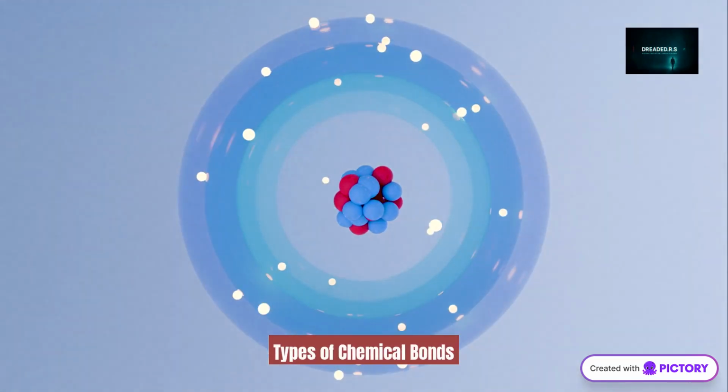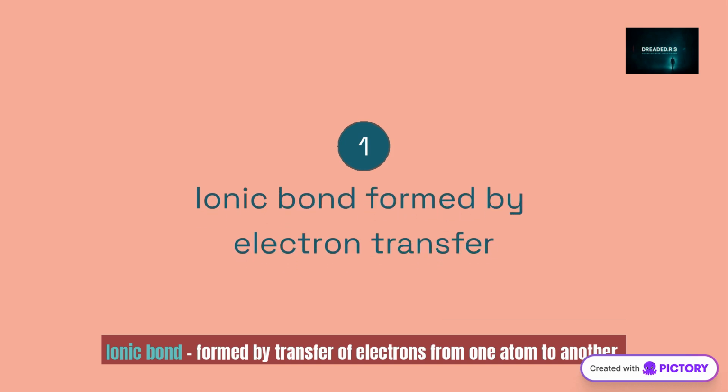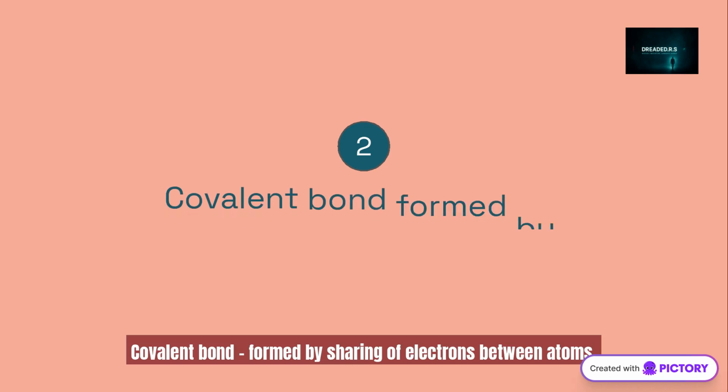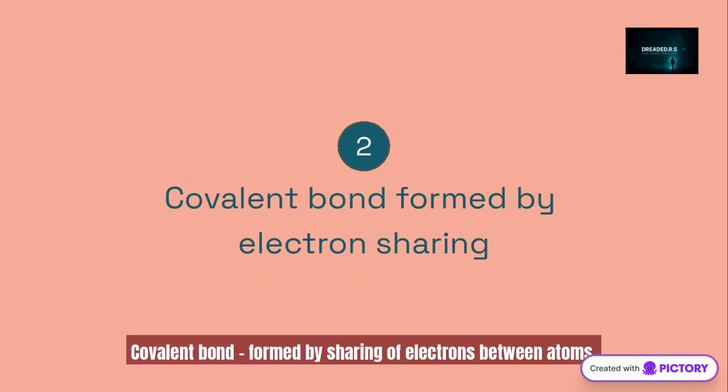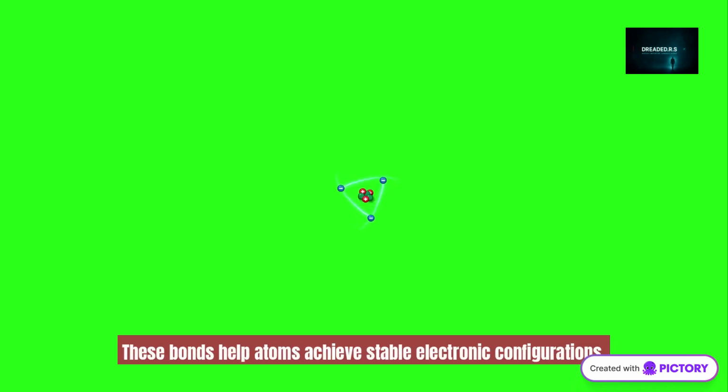3. Types of chemical bonds. There are mainly 3 types of chemical bonds. Ionic bond, formed by transfer of electrons from one atom to another. Covalent bond, formed by sharing of electrons between atoms. Coordinate bond, formed when one atom donates both electrons for bonding. These bonds help atoms achieve stable electronic configurations.